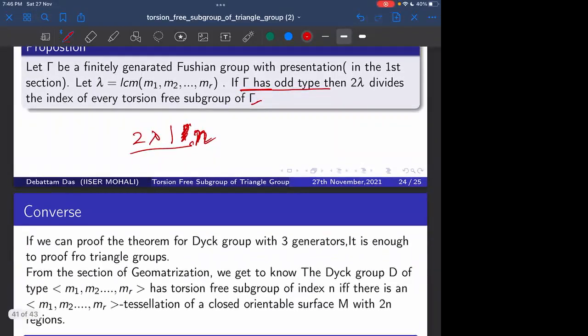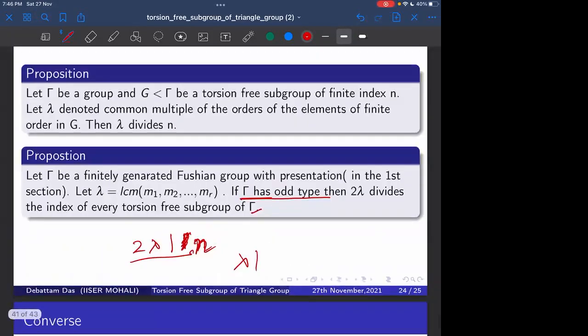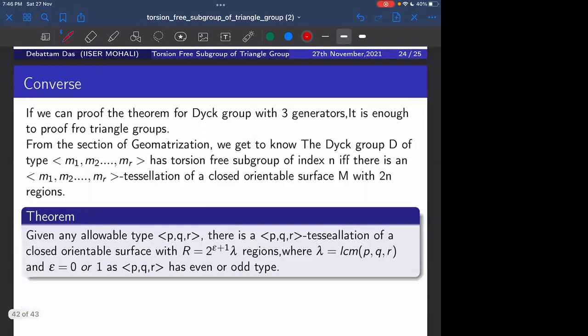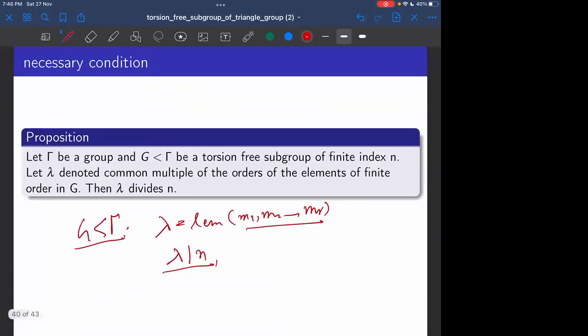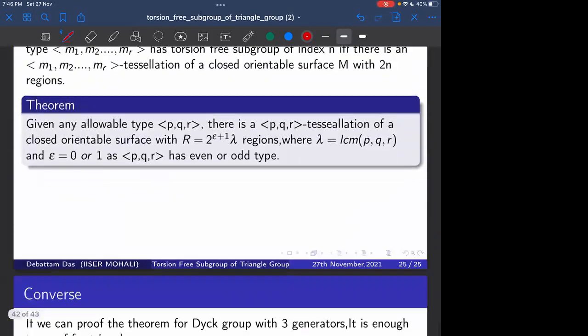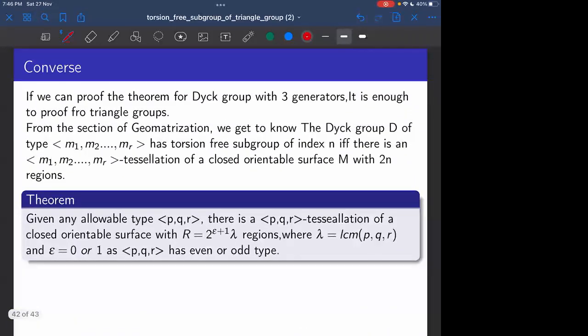If it is odd type, otherwise it is even type, then from the previous proposition gamma will divide them. So for the converse part, we need the previous summary. We have to just prove it for the D group with 3 generators. Actually, it's enough because we just want to prove it for triangle groups. So we just rewrite the same summary again, and this theorem is proved that way.